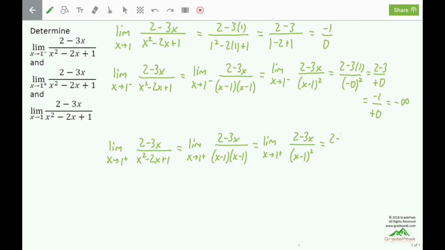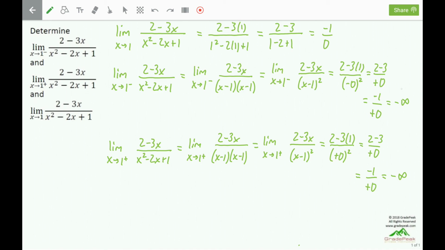1 can be plugged in for all other x's. The x minus 1 will be replaced with a positive 0. 2 minus 3 times 1 is a minus 3, divided by a positive squared is still a positive. 0 squared is 0. 2 minus 3 is a negative 1 over a positive 0. A negative over a positive is a negative, and a non-zero over 0 is an infinity. And there's the result of the right-sided limit.